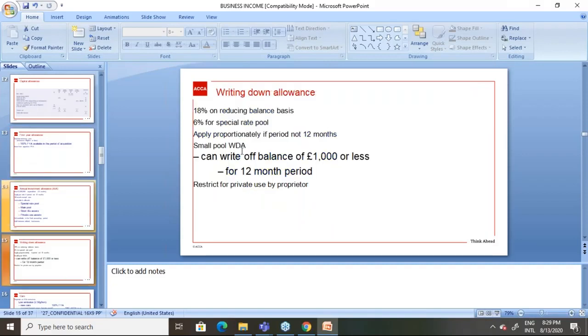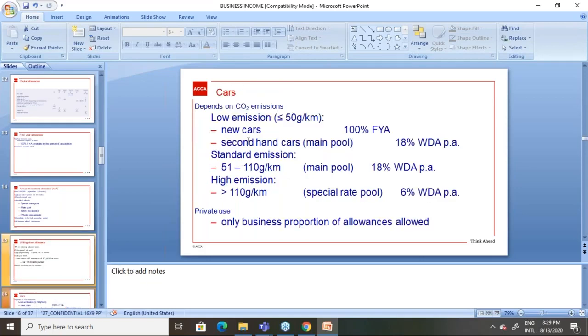So I explained written down allowances: 18%, 6%, small pool WDA, and restriction for private use by the proprietor. Then when it comes to motor cars, we know we are not permitted to claim AIA. You can never claim AIA on motor cars. Your ability to claim capital allowances on motor cars depends on the carbon dioxide emission of that motor car.